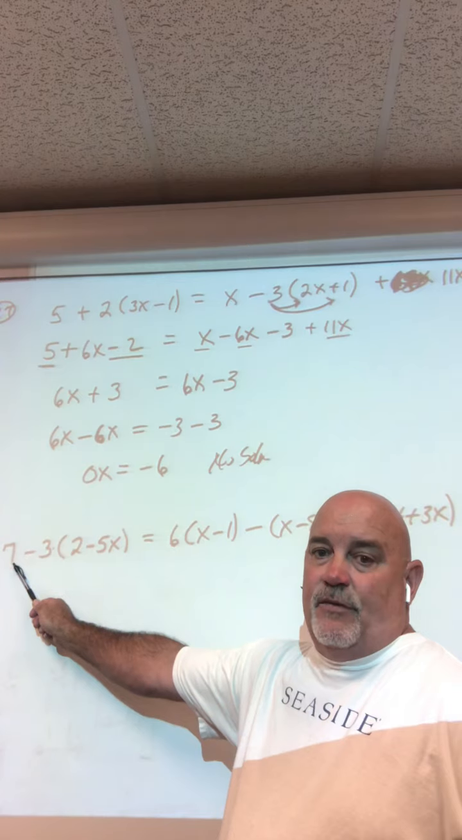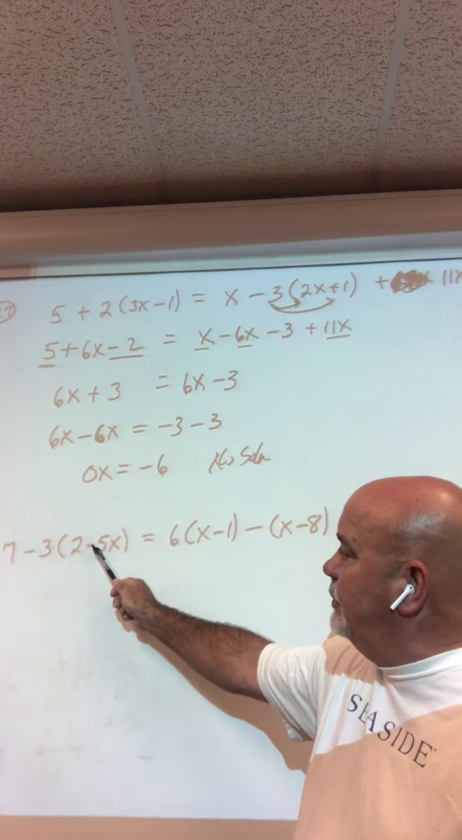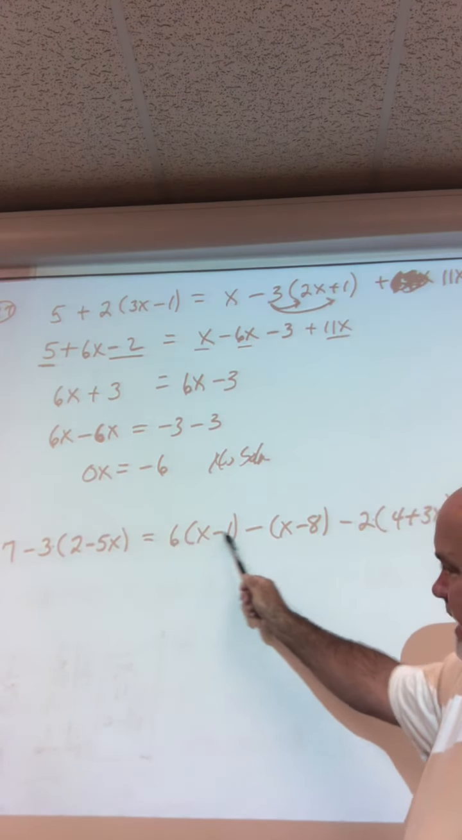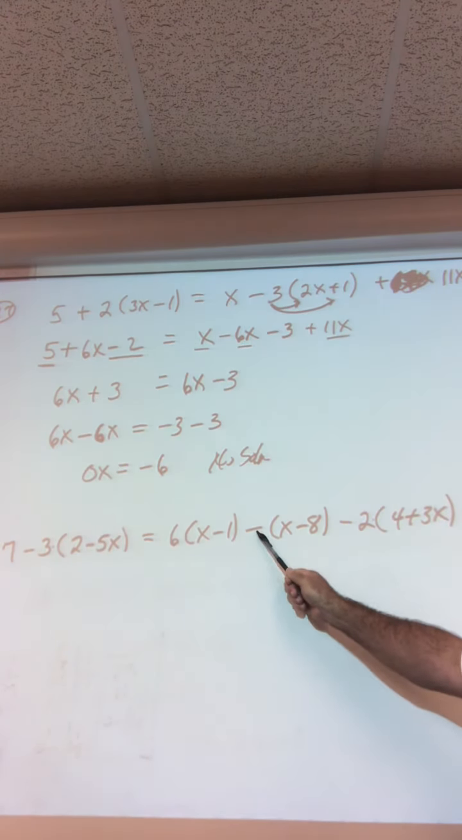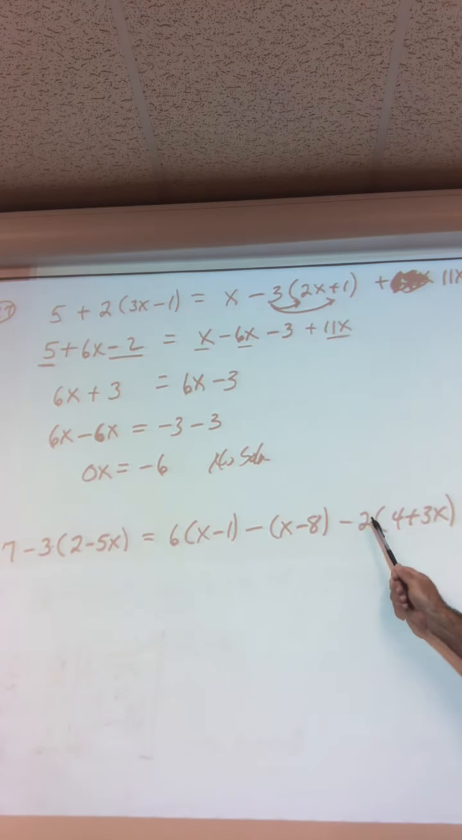This is 7 right here. 7 minus 3 times 2 minus 5x equals 6 times x minus 1 minus x minus 8 minus 2 times 4 plus 3x.